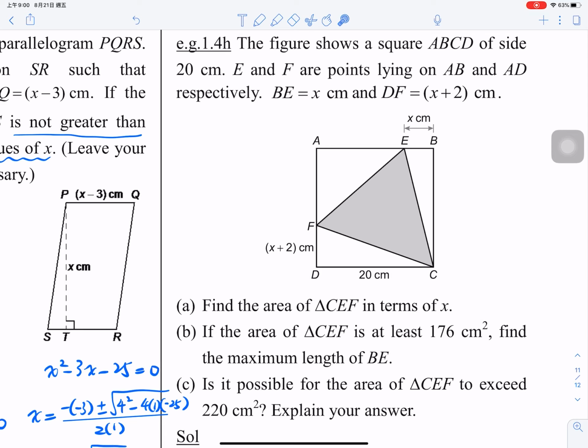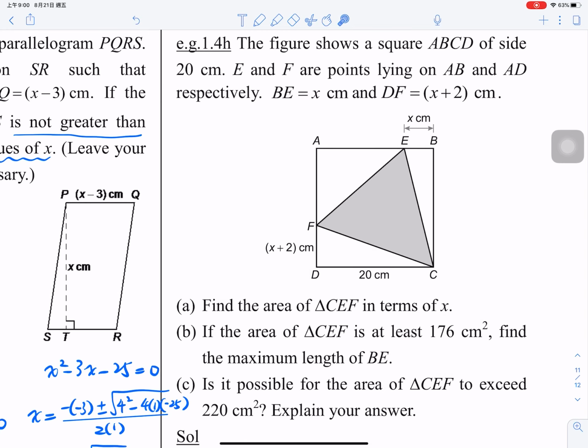Let's have a look. Now here the figure shows a square ABCD, size 20 cm. E and F, these 2 points, are lying on AB and AD respectively. Now BE equals x cm, DF equals x plus 2 cm. Part A, find the area of triangle CEF.